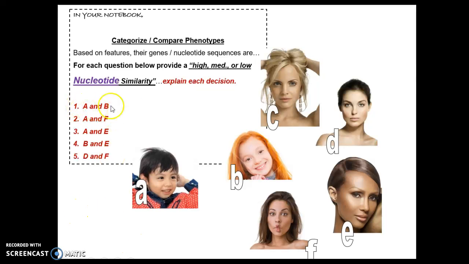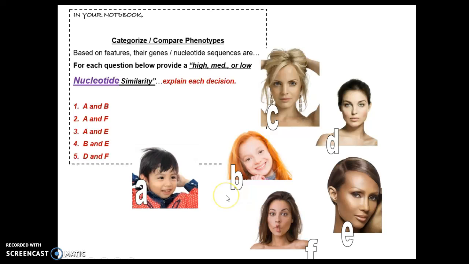All right, the first individuals are A and B, and that's A here and B here. Just based on their phenotype and the traits that they inherited from their parents, based on their DNA, do you think their DNA has high, medium, or low nucleotide similarity? And you'd make your decision, and you'd place it in your notebook. Look at A and F. Do you think they have high, medium, or low nucleotide similarity? How common do you think their DNA and their nucleotides are to one another, based on the physical traits they have? Let's do A and B together.